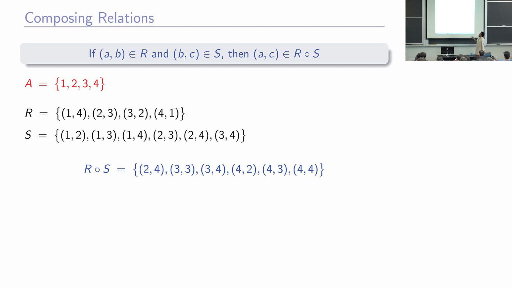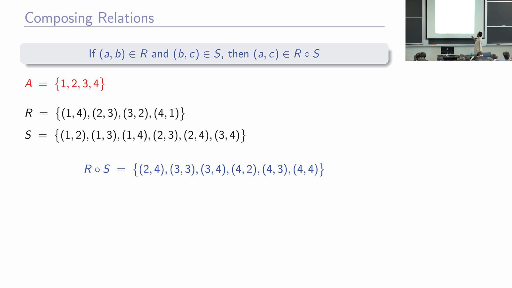Okay, so 2 is related to 3. What is 3 related to here? 3 is related to 4. So that's why 2, 4 will be there. You see that 3 here is serving as the B in the above definition. A is 2 and C is 4. Okay, other examples will make it even clearer.